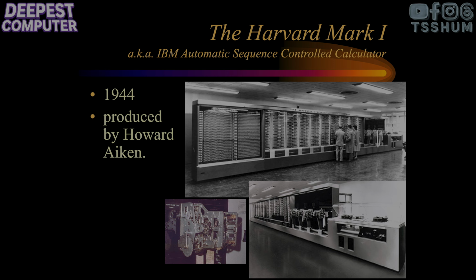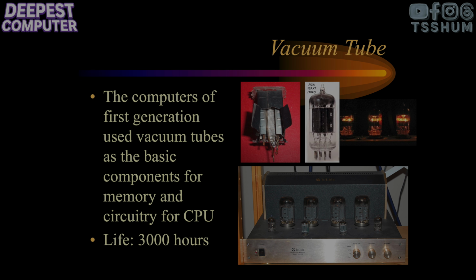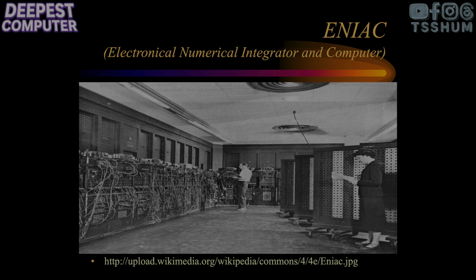The Harvard Mark I, or IBM Automatic Sequence Controlled Calculator, was produced by Howard Aiken in 1944. It was one of the earliest electromechanical computers. In 1945, Grace Hopper found the first computer bug, a moth causing a relay failure in the Mark II prototype. First-generation computers relied on vacuum tubes for memory and CPU circuitry, with a typical life of only 3,000 hours.